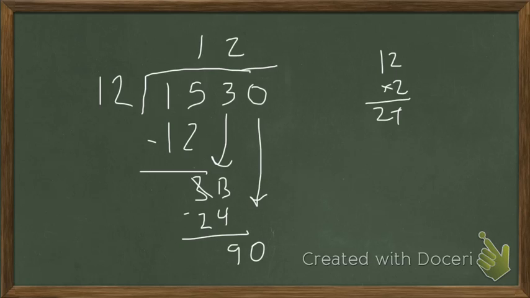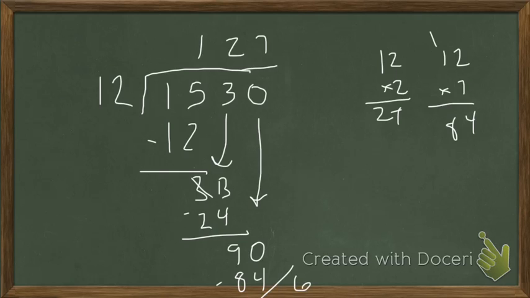And I got 0, or 90. So I guess how many times can 12 go into 90? I know 1 can go into 9 8 times. If I get 96, and that's too much. So I've got to go down and try 7. And I get 84. And 90 minus 84 is 6.